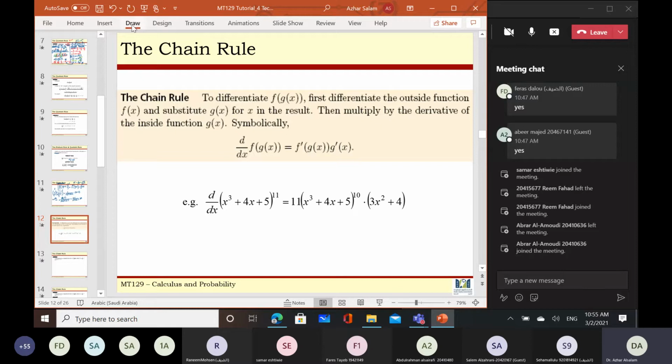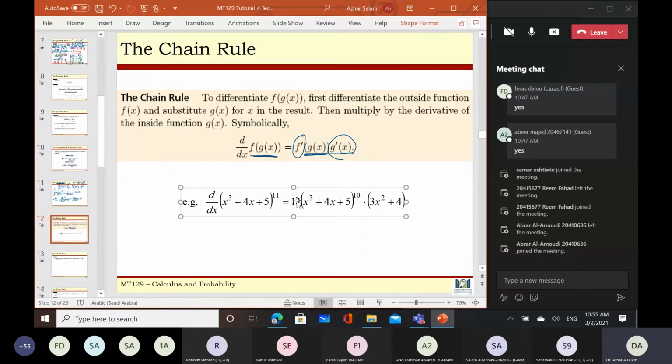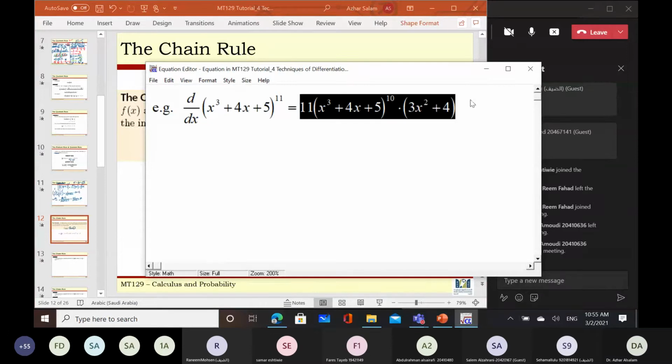You have here the chain rule written in this slide. The derivative of f of g of x: I first differentiate the function f of g, then differentiate what's inside the function, which is the function g. For example here, notice that, خلينا نحل هذا المثال. راح أحذف هنا الحل، نحلها مع بعض.